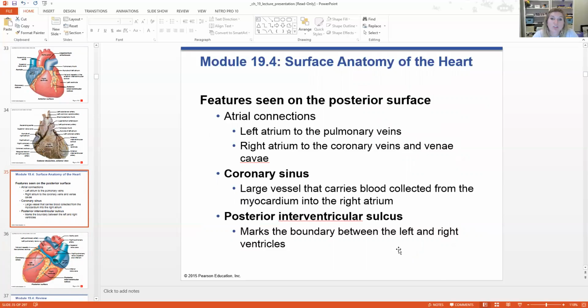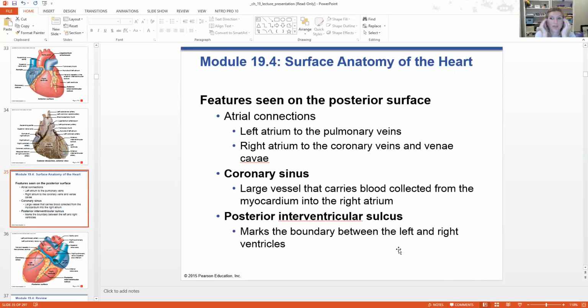So the atrial connections you can see from the heart: the left atrium to the pulmonary veins, the right atrium to the coronary veins and the vena cava, all on that posterior side of the heart. There's also the coronary sinus. The coronary sinus is a very large kind of swelling of the vessel. It collects all of the blood that has circulated to the actual myocardium, right? The blood supply to the heart.